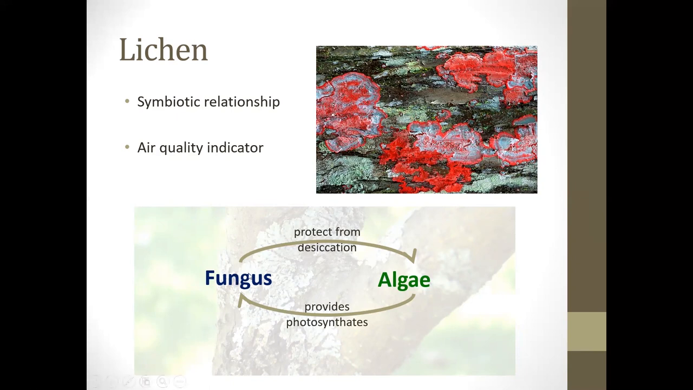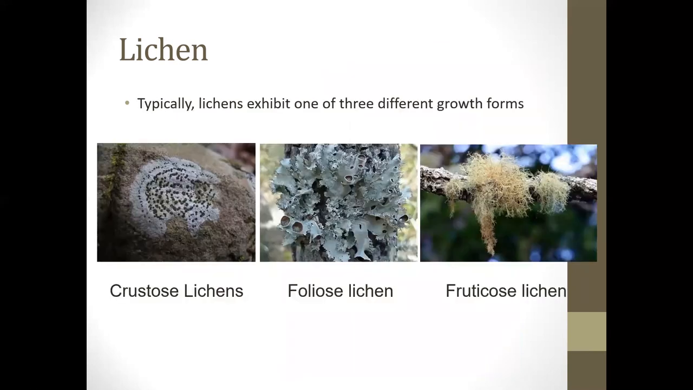Now, lichen are very sensitive to changes in air quality. So a lot of times people will use these as air quality indicators to show if a certain environment has polluted air or not. All right, so lichen can grow in three different types of structures. You should just be familiar with these. They can either be crustose, where they grow very flat to the surface of whatever they're growing on. It's almost like a crust that forms on top of the structure. So here's a rock that has lichen growing on it, this crustose lichen.